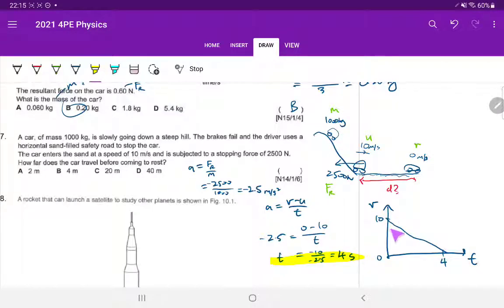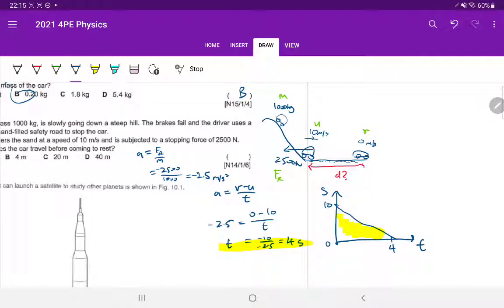Now I can find my distance traveled because I know that the area under a speed time graph gives me the distance traveled, right? I should probably use S instead. So distance traveled equals to area under speed time graph, which is a key concept that we already went through earlier. So this will be half times base times height, and that will give me 20 meters. So the stopping distance for a scenario like this is actually 20 meters.